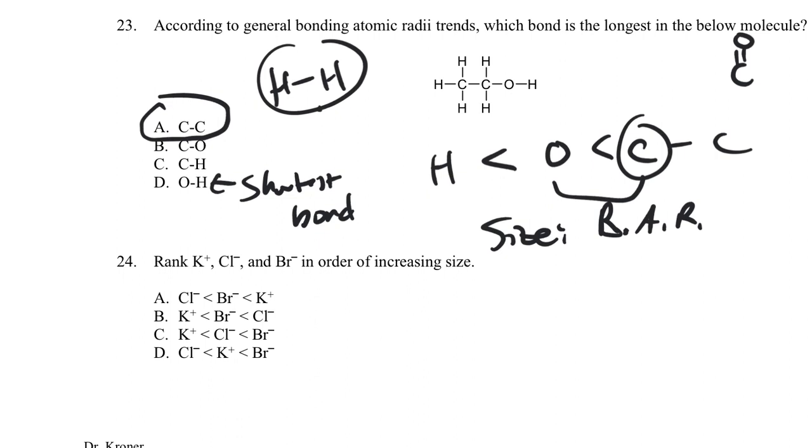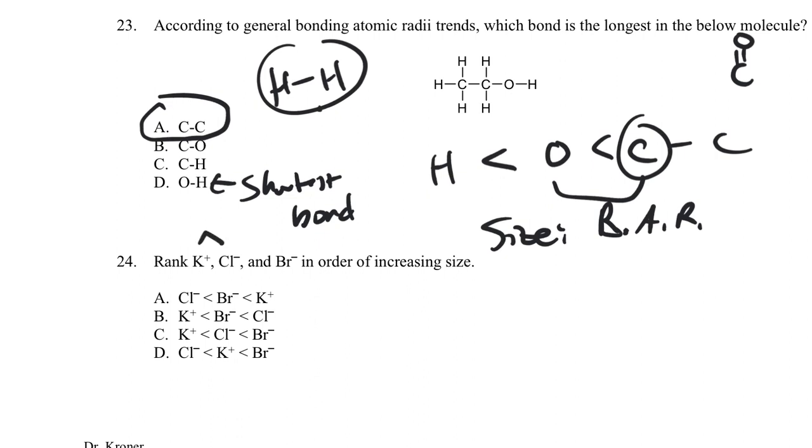What about size trend? One of the things sometimes we're comparing, like K plus, Cl minus, Br minus, is that we get a little bit confused and we start comparing the sizes as if they didn't have any charges. And the fact that they have their charges is really important, because potassium with a neutral charge has that extra 4s1 shell that's pretty big. If we lose that shell, potassium plus is a lot smaller. So we have to think about what these ions have in common with each other.